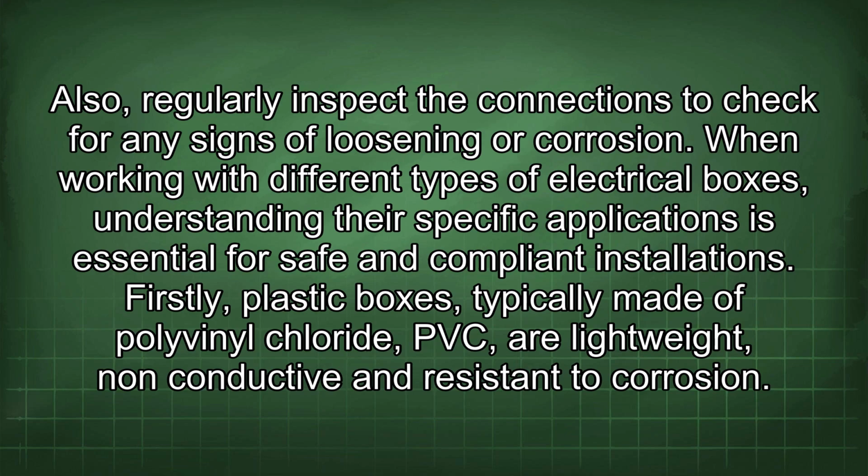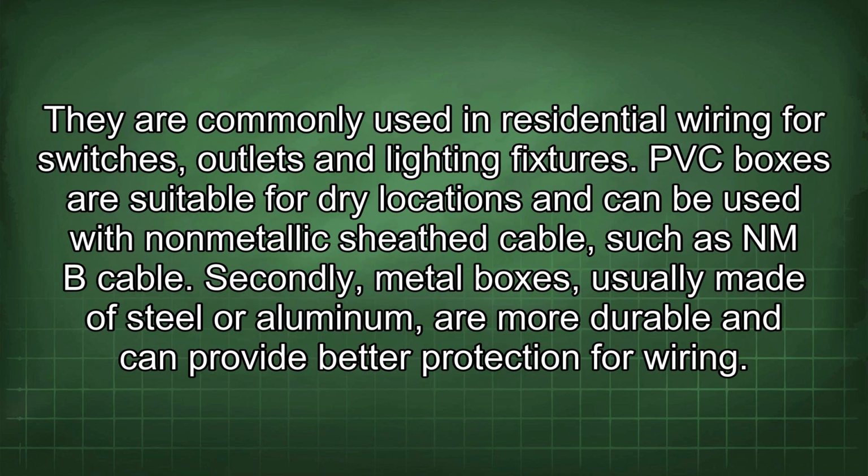When working with different types of electrical boxes, understanding their specific applications is essential for safe and compliant installations. Firstly, plastic boxes, typically made of polyvinyl chloride, PVC, are lightweight, non-conductive, and resistant to corrosion. They are commonly used in residential wiring for switches, outlets, and lighting fixtures. PVC boxes are suitable for dry locations and can be used with non-metallic sheathed cable, such as NMB cable.